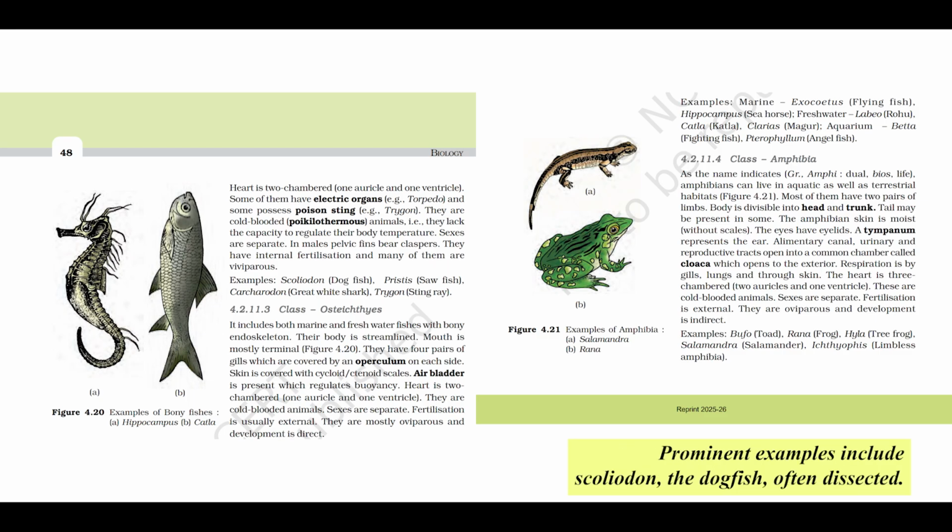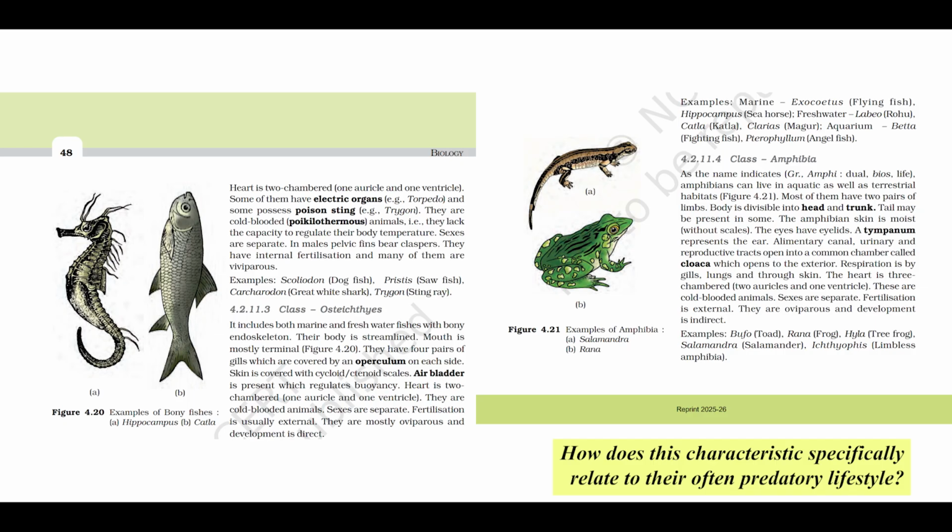Examples. Prominent examples include Scoliodon, the dogfish, often dissected, Pristis, the sawfish with its long-toothed rostrum, Carcharodon, the great white shark, and Trygon, the stingray. The absence of an air bladder in cartilaginous fishes is indeed a key distinguishing feature for exams.